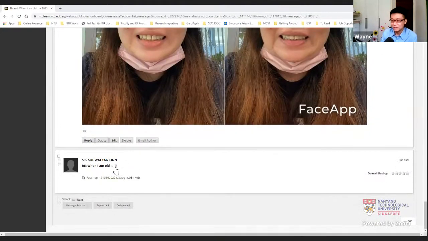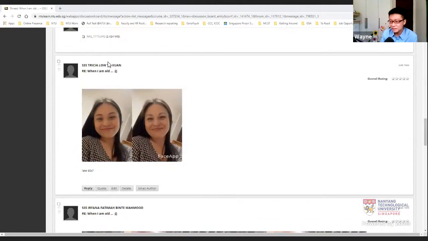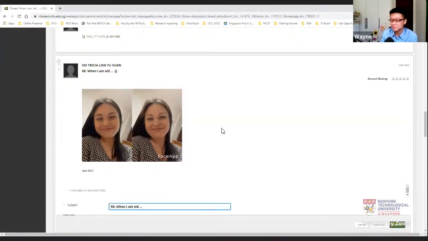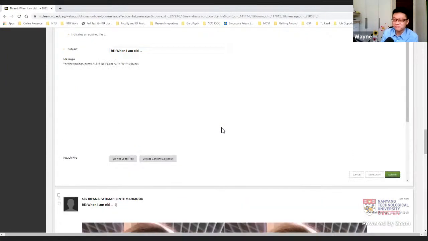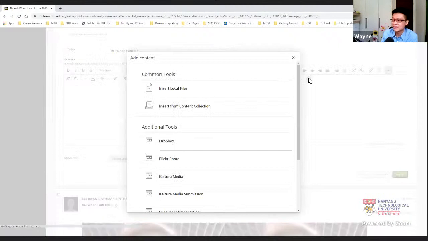Okay, now, so how do we do this? Essentially, go to anybody's post right now, click on reply. You will see a message box, right? Once again, on this message box, there are two rows of a toolbar. On the far right hand, you have the plus sign. Click on the plus sign, then only you insert your local file.